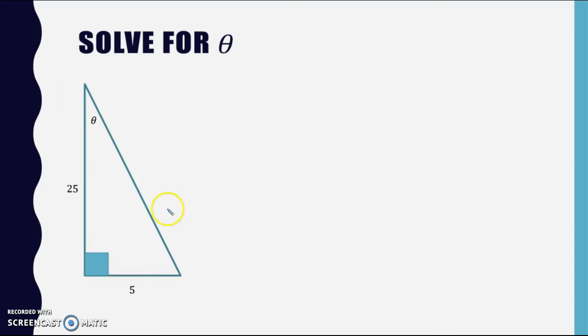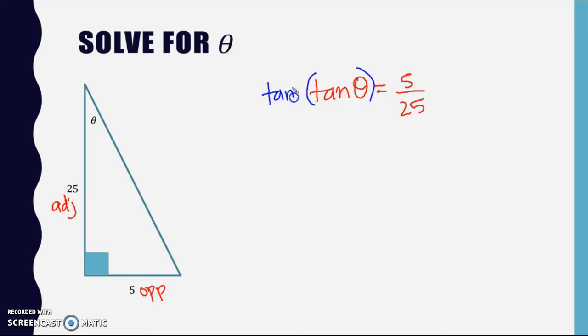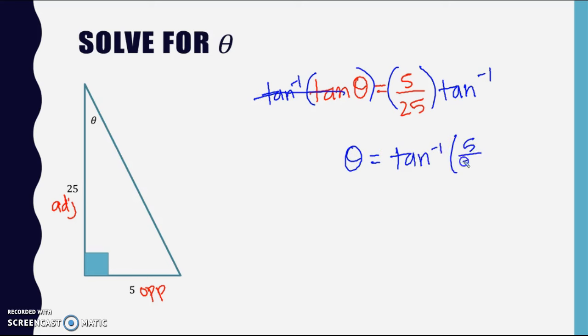For the next example, I'm trying to find theta up here, and I'm given a side of 25 and a side of 5. This 5 is opposite, this 25 is adjacent, so I have to use tangent. So I can write my equation, tan theta equals opposite 5 over adjacent 25. I want to cancel out that tan, so I'm going to take the inverse tan. Right, tangent goes away, so I'm left with theta equals inverse tan of 5 over 25. Or you can simplify that to 1 over 5, it doesn't matter.